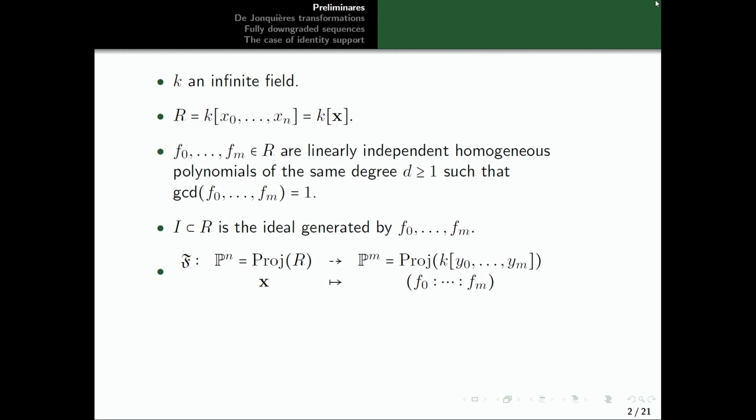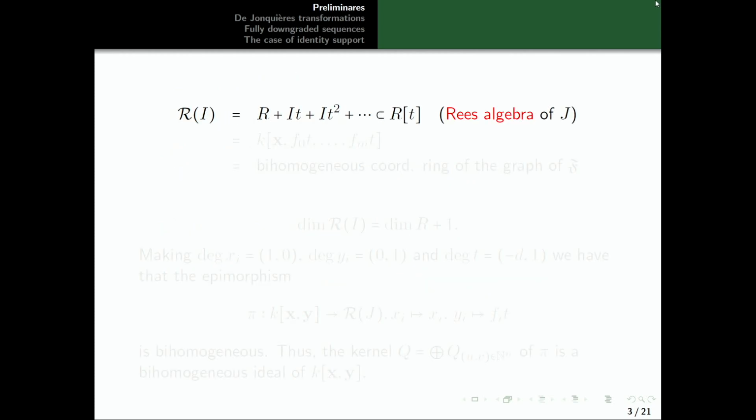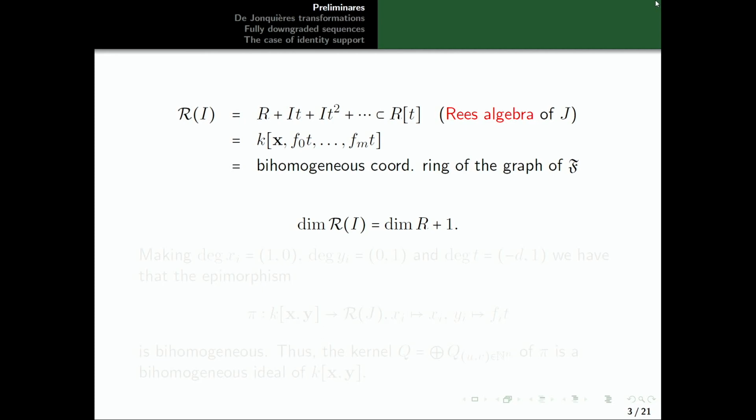Related to the ideal I, we can consider the Rees algebra. This algebra, we can see as a bigraded K-algebra generated by the variables X and the polynomials F0t to Fmt. Geometrically, this algebra corresponds to the bihomogeneous coordinate ring of the graph of F. The dimension of this algebra is the dimension of the base ring plus 1.